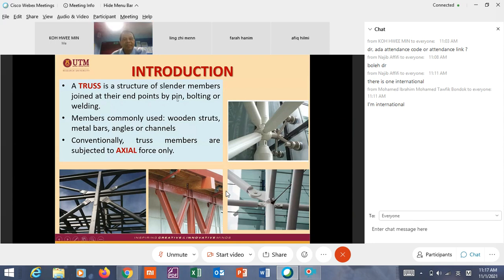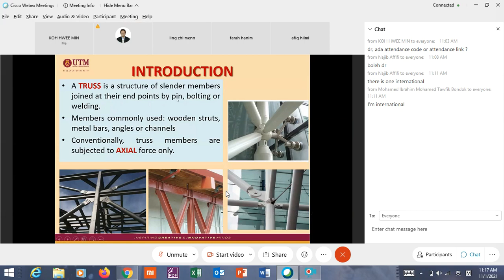The truss may consist of wooden truss, polymer structure, metal bar, steel bar, cold-formed bar, or aluminum bar. This is what we call a pin connection, where it is connected by only a very small connection in relation to the member itself. This is called a ball joint.